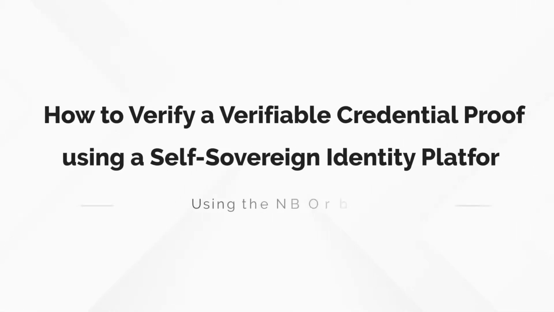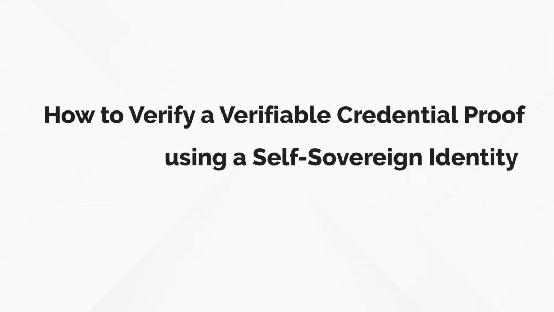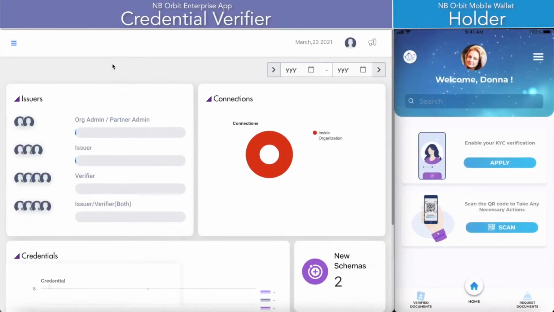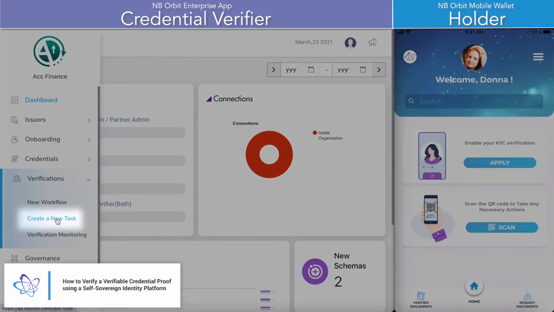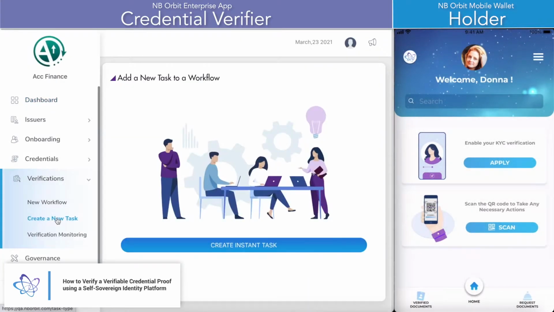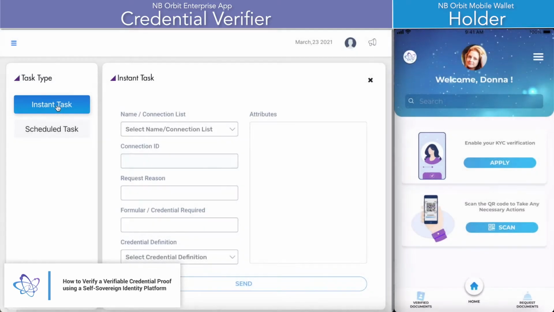In this demo video, we are going to have a look at how to verify a verifiable credential proof using a self-sovereign identity platform. So we start off with two users using two distinct applications. On the left-hand side, using the NB-Orbit Enterprise app, our Credential Verifier, and the wallet holder on the right using our NB-Orbit mobile wallet.